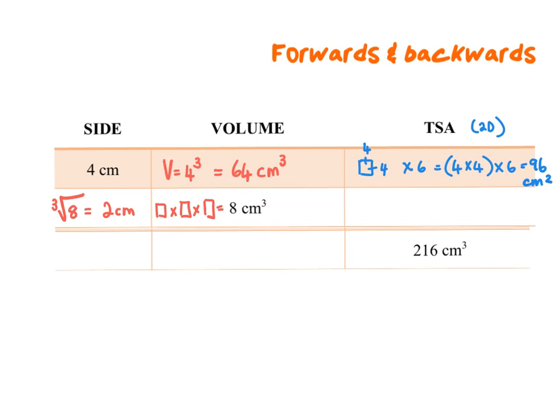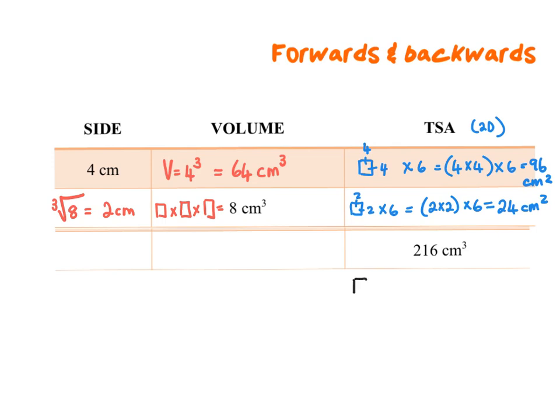For the next one, I have a square with size of 2 by 2, and there are 6 of them. So for the second example, I'm going to say 2 times 2, and there's 6 of them, and this will give me 24 centimeters squared. In the third example, they give us the total surface area, but not the volume or the side. So this one can actually be quite tricky.